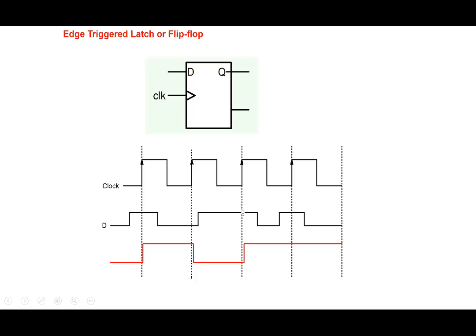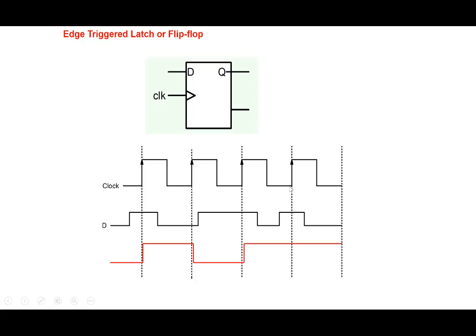Now note that in this case, the data is changing. It goes from 1 to 0 and then back to 1. But the latch does not respond. The latch will only respond to what happens just before the edge here. Just before the edge, it is 1, so it stays 1 here. All the change that occurs within the clock period is ignored. Whatever is the data just before the positive edge here, that is the data which is latched here. And so this is what we call an edge triggered latch, or a flip-flop.